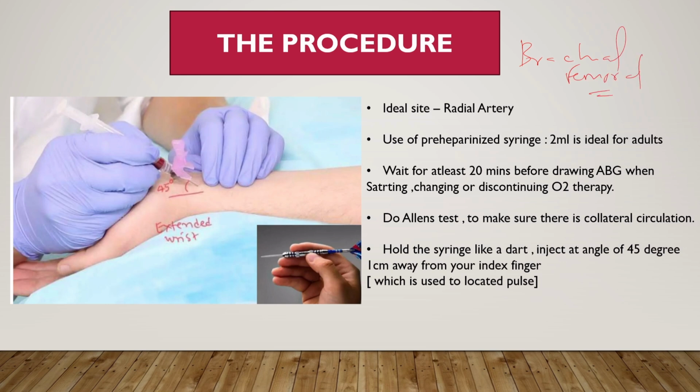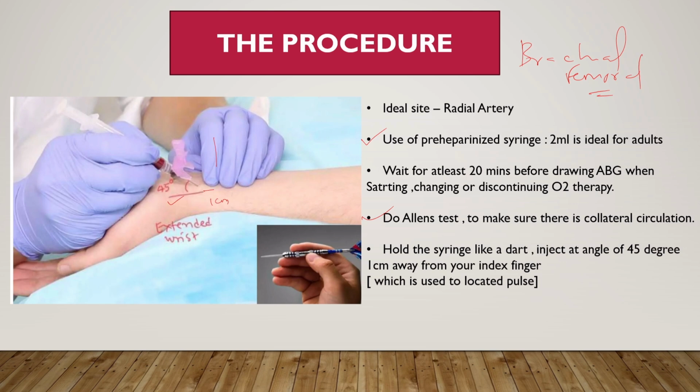We'll place the hand in an extended position and hold the syringe as if we are holding a dart. We'll puncture the skin at an angle of 45 degrees and 1 centimeter away from the index finger, the same finger that is used for locating the pulse. Before using the syringe, we need to pre-heparinize it with 2 ml of heparin. And overall, before even taking the ABG sample, we should do an Allen's test to make sure the collateral circulation is working or not.